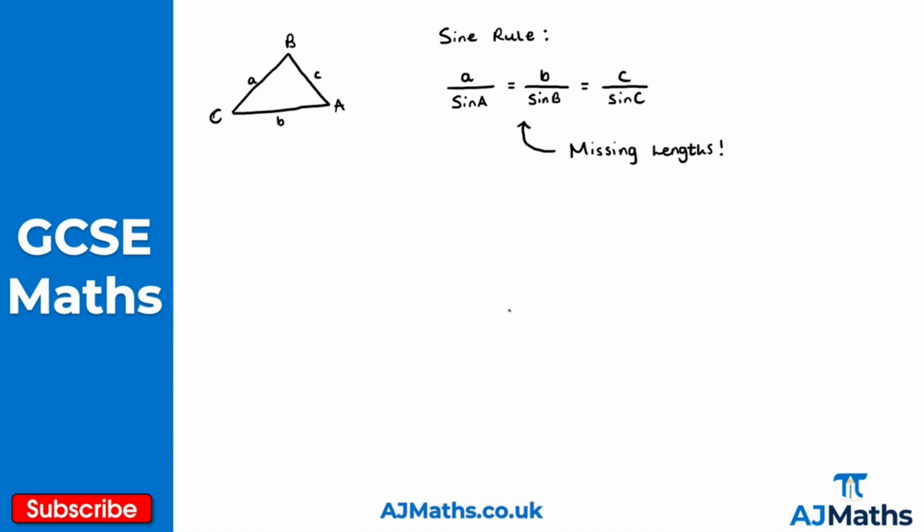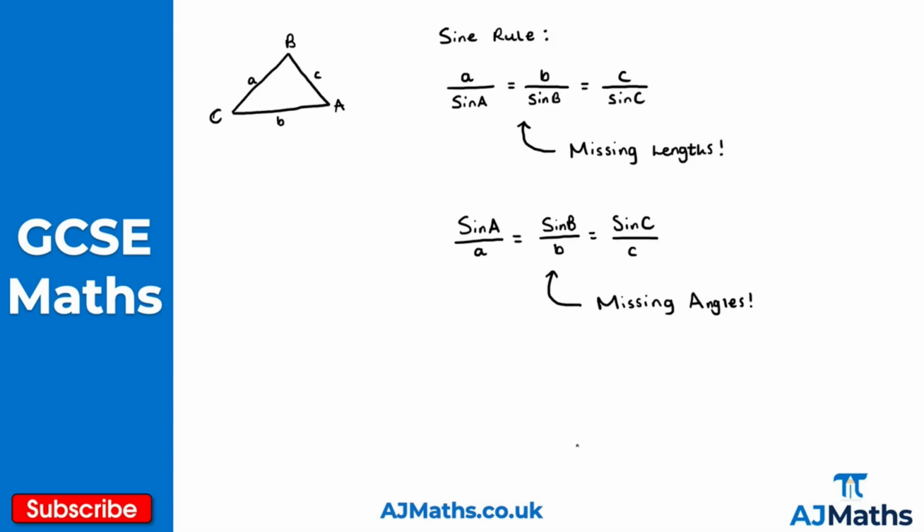Now let's look at missing angles. In this case, it'll be sine A over a, which is equal to sine B over b, which is equal to sine C over c. Let's make a note that this is for missing angles.